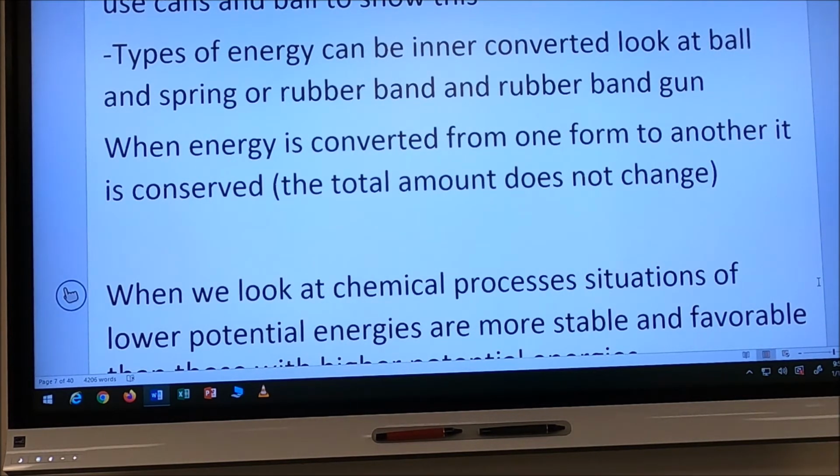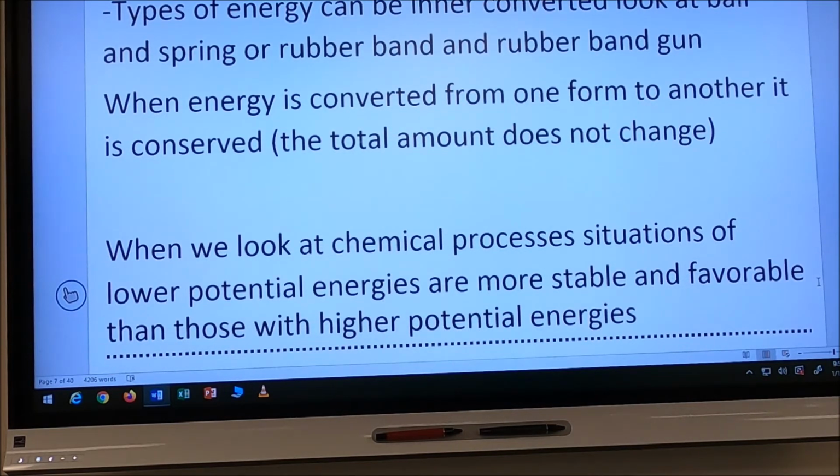Okay? When energy is converted from one form to another, or transferred from one object to another, we say that energy is conserved, which means the total amount of energy doesn't change. It may change type of energy, it may change who's got the energy, but the energy is conserved.